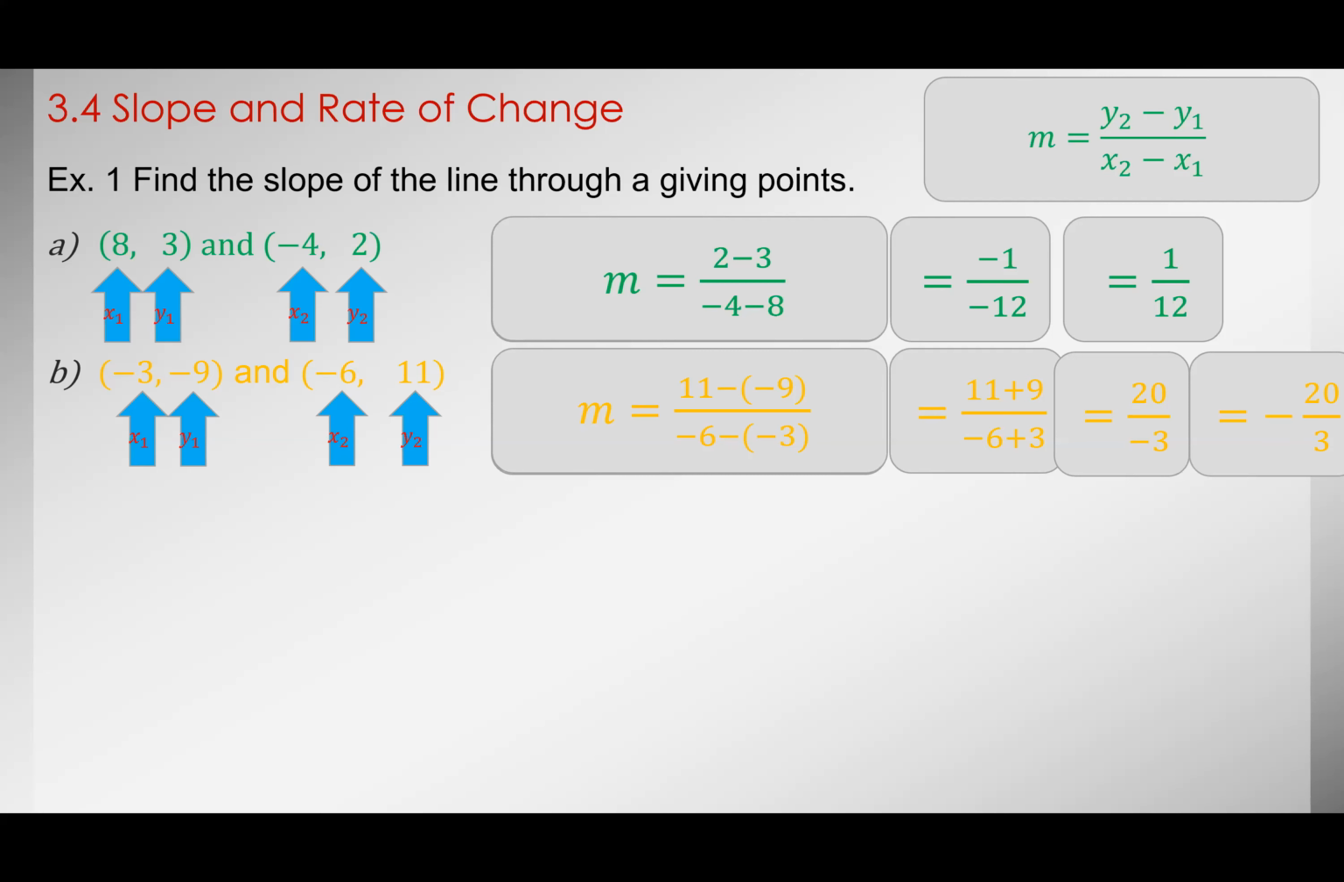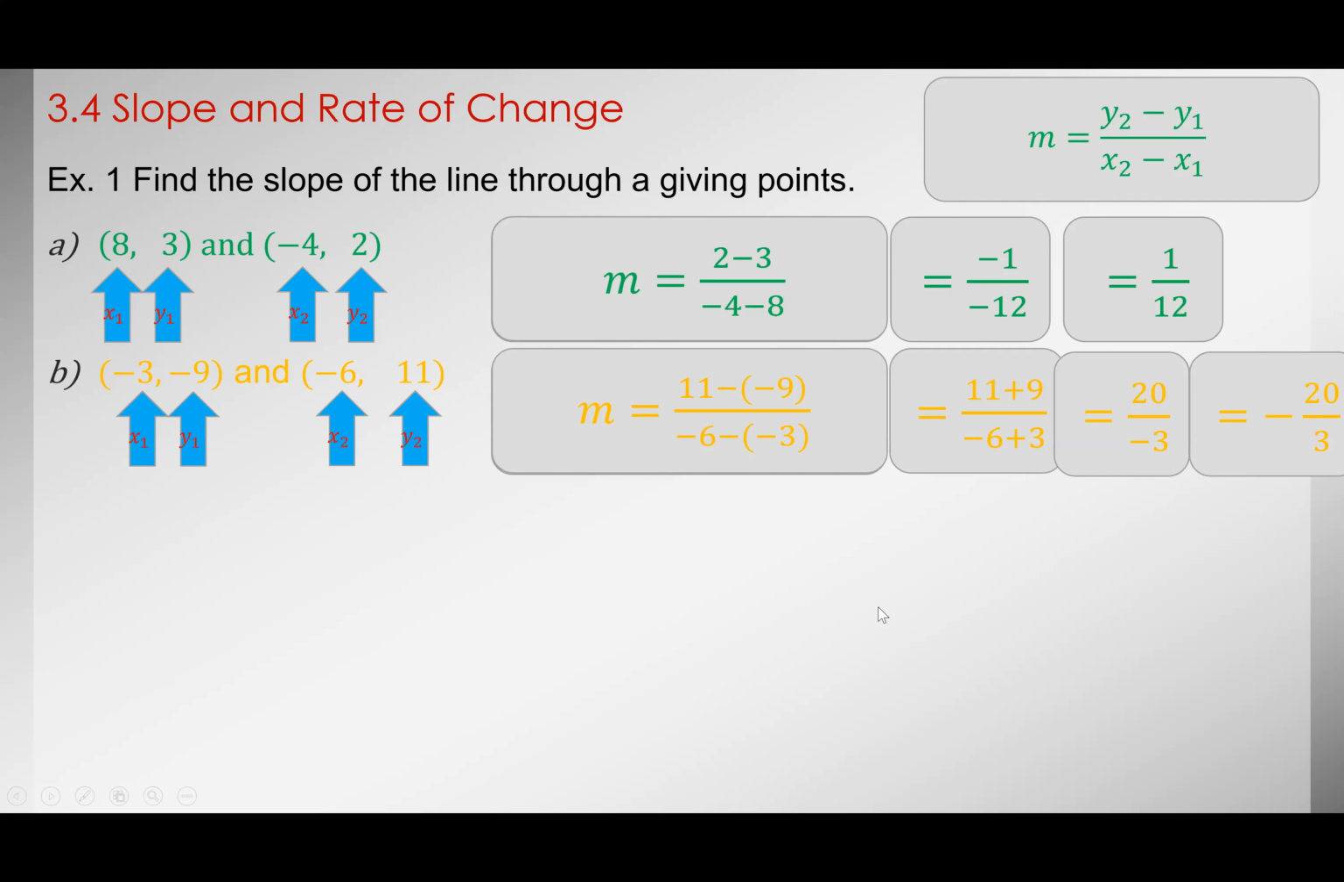So therefore, A is a positive slope because it's positive 1 over 12. And B is a negative slope because it's a negative 20 over 3. And as you can see, as long as one of them is negative, the whole thing is negative. So that's why we have a negative 20 over 3.